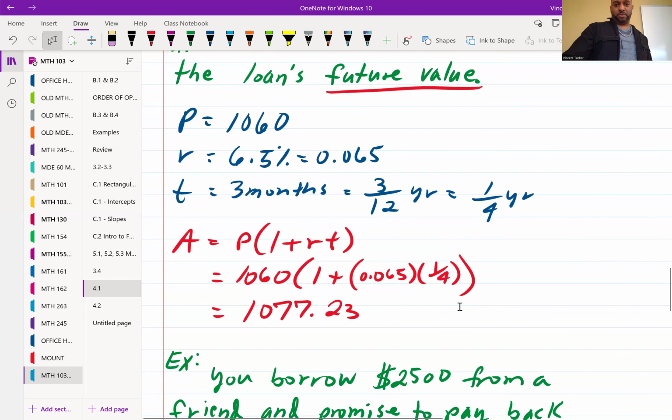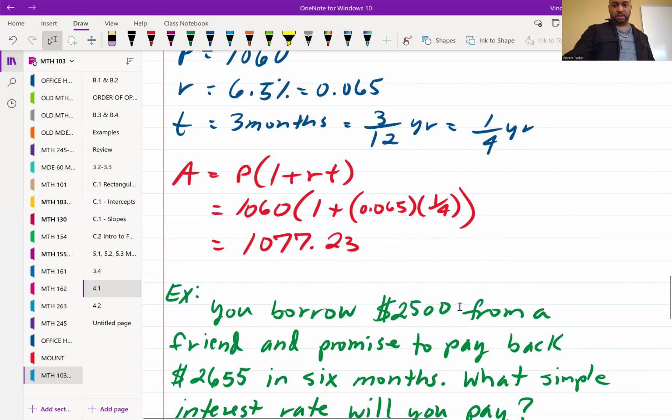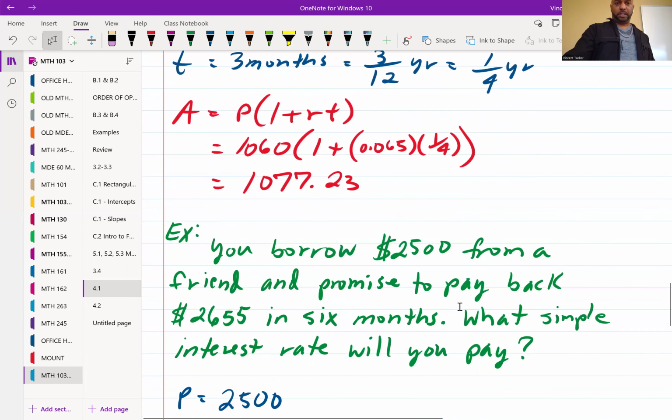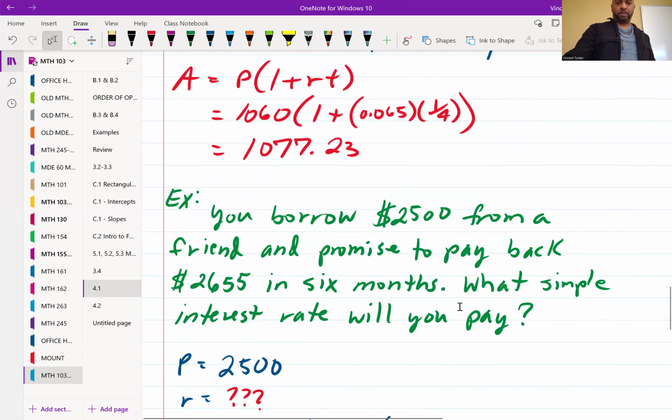We got one more, y'all, and then that'll be it for this section, unless y'all want to go into 4.2. So you borrowed $2,500 from a friend and promised to pay back $2,655 in 6 months. What simple interest rate will you pay?